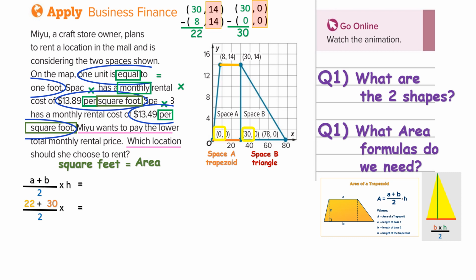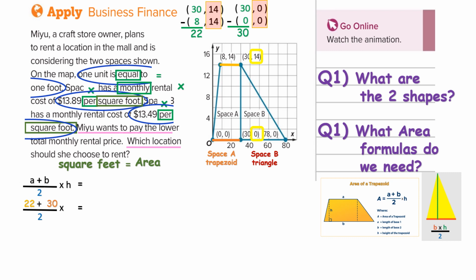So I have base A plus base B divided by 2. And now I have to do my height. And once again, my height has to be a right angle. And I can see that the right-hand side of this trapezoid in space A is a straight line perpendicular to the bottom of the grid. So that has to be my height.